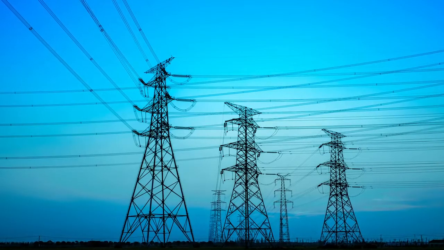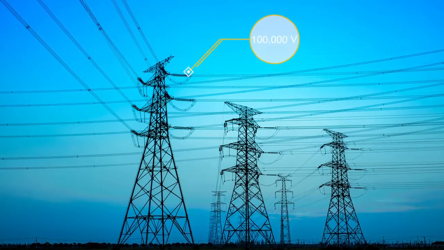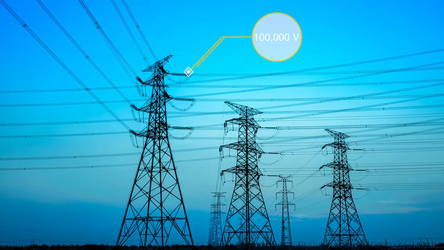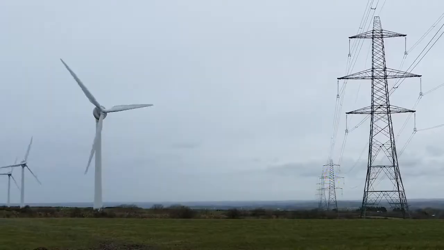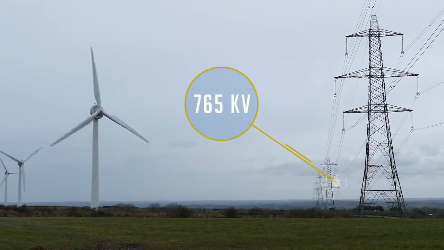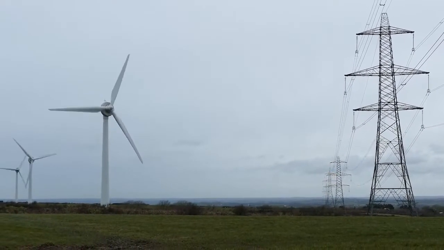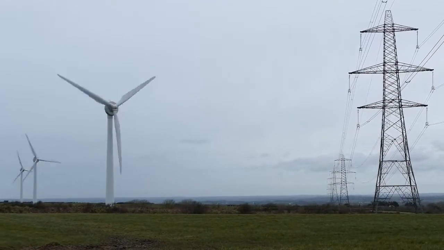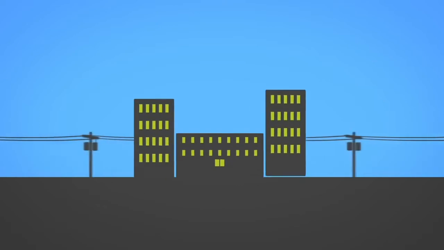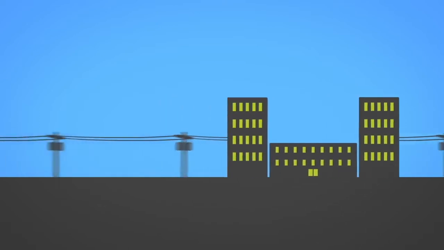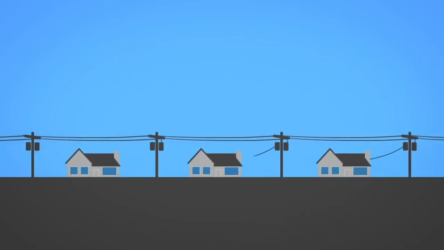Transmission level voltages are generally 110,000 volts or 110 kilovolts or more, with some transmission lines delivering voltages as high as 765 kilovolts. Because these high voltages are far higher than what you require in your house, once the power reaches end users, another transformer transforms it to a lower voltage before it enters the distribution network.